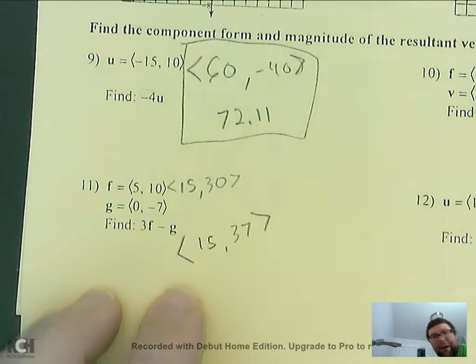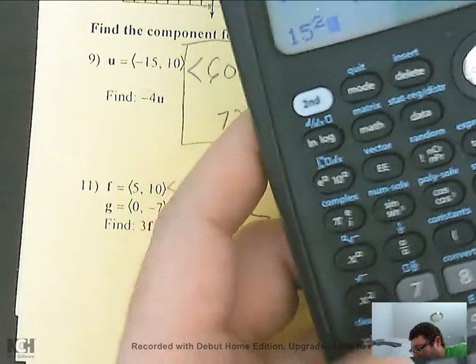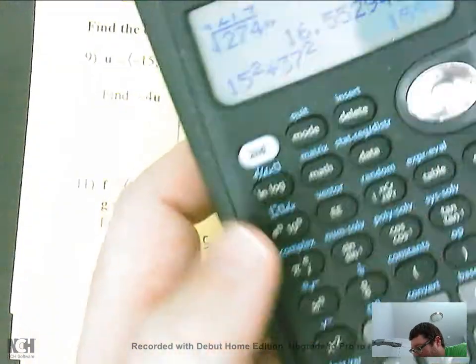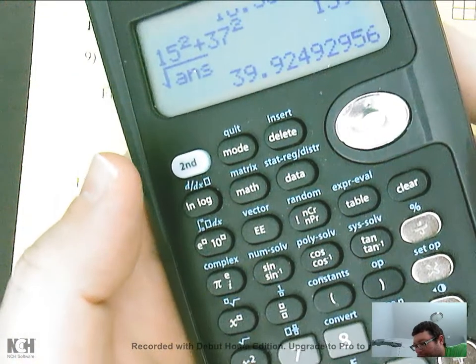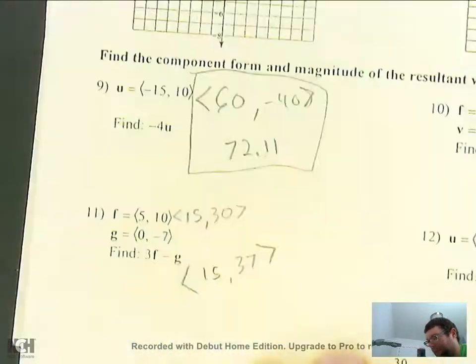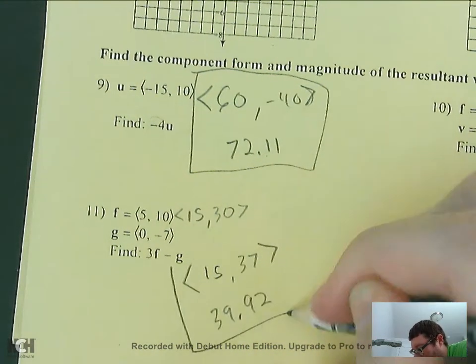And then to find the magnitude, square them, add them together, square root. So 15 squared plus 37 squared, and then the square root is going to be 39.92. 39.92 would be my magnitude.